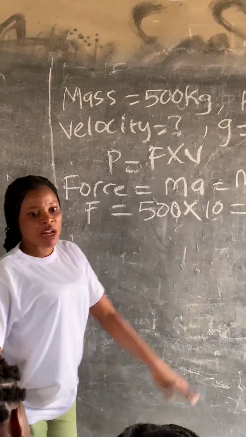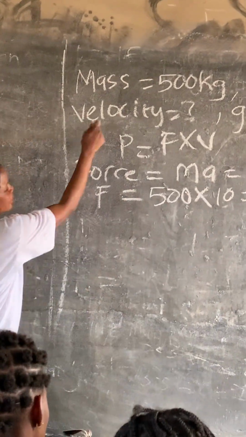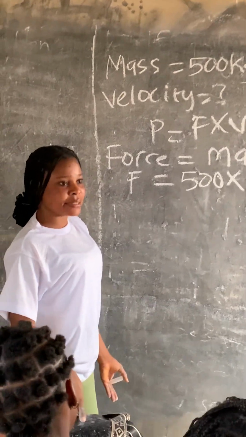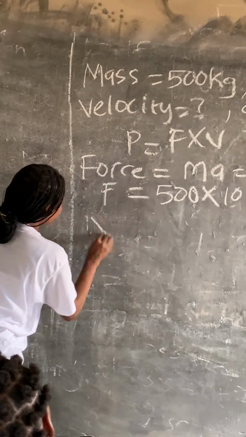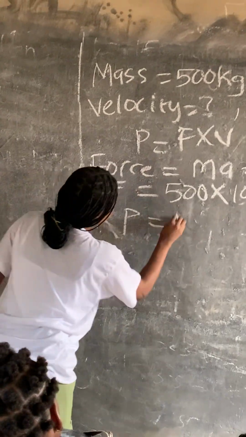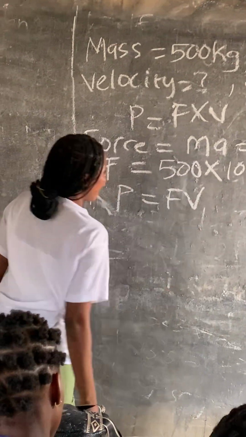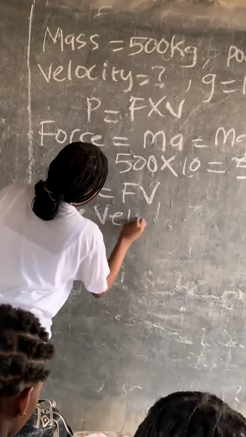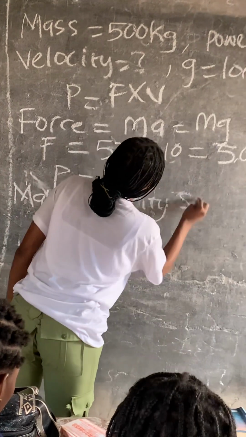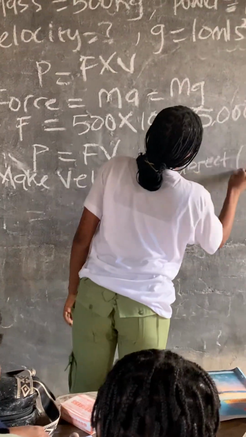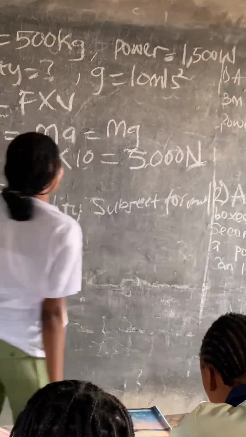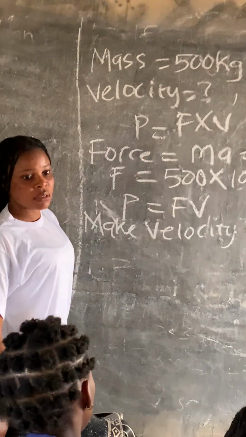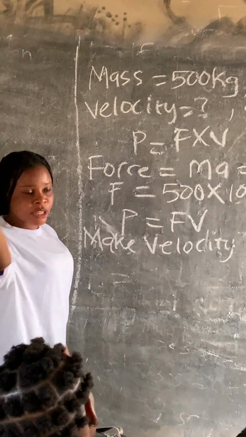So now we can make velocity the subject of formula, because we have to find velocity. Do you understand? So making velocity the subject of formula, that's V. Making V the subject of formula means divide by the coefficient of V. I taught you this in maths.